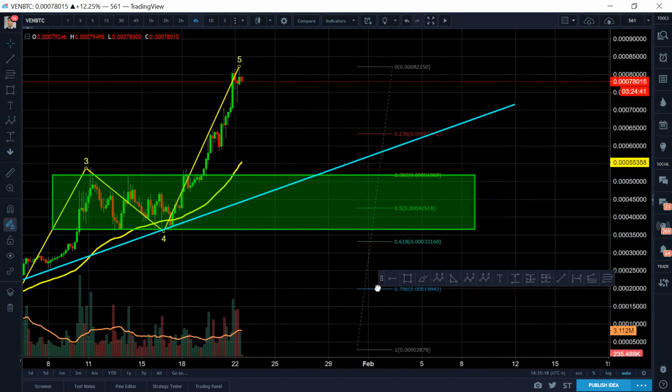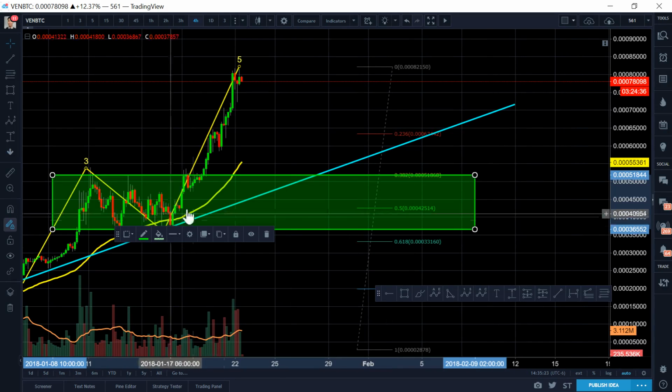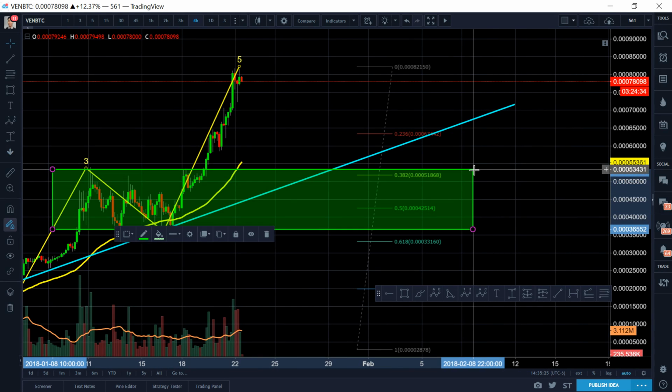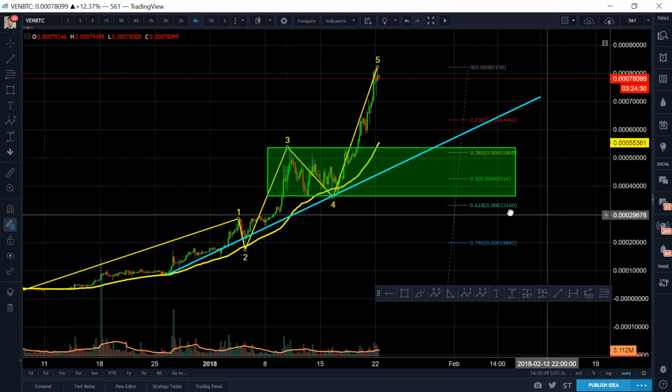So key zones to keep an eye out for is in this high price action area, 36,000 to about 53,000 Satoshi. And also this trend line support. So make sure you guys do that.